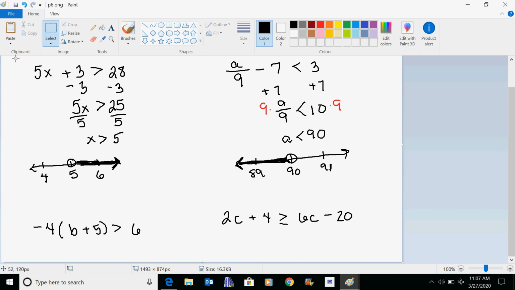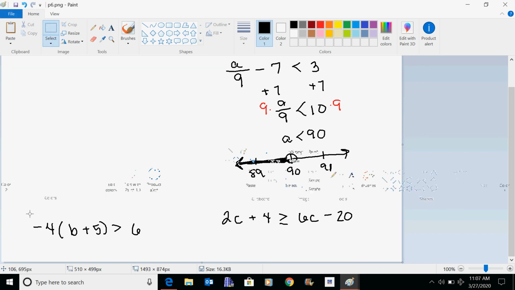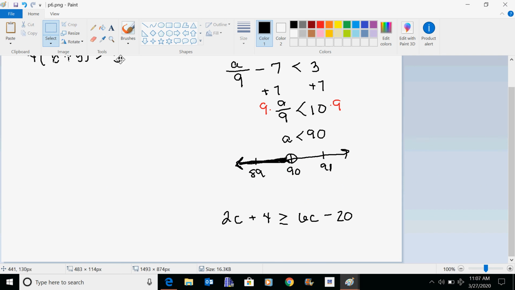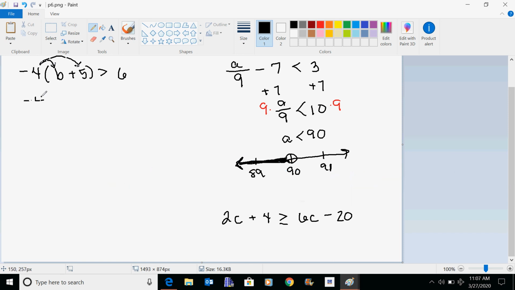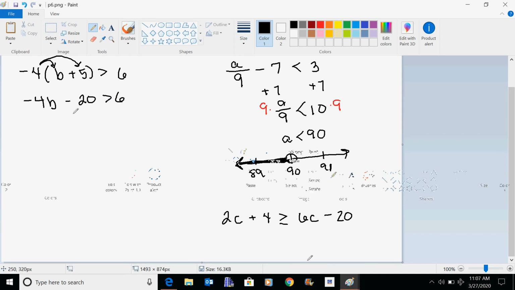I'm going to get rid of this problem. I'm going to bring this problem up to the top. Now this one has to do with both distributing, and it has to do with a whole bunch of other things too with the inequality. So I'm going to distribute this negative 4 to get negative 4b minus 20 is greater than 6. So I need to then add 20 to both sides.